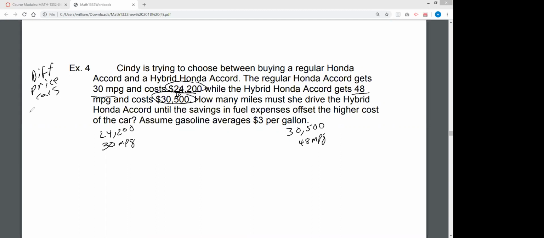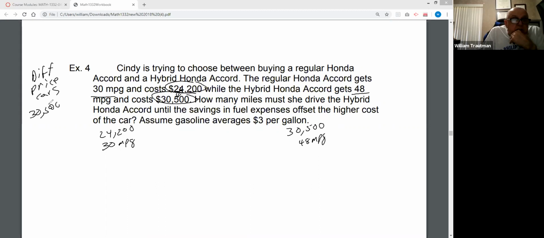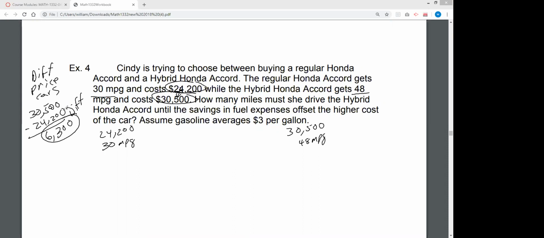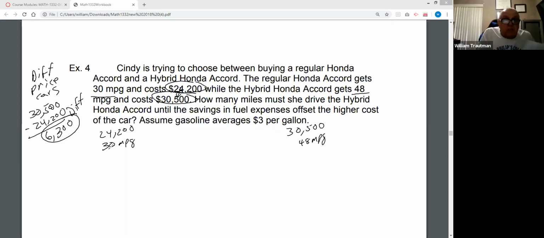So it's 30,500 minus 24,200, and it's $6,300. That's the difference in the cost of the cars, right? So one paid 6,300 more. So we want to know how long it takes, how many miles you drive to offset the difference.